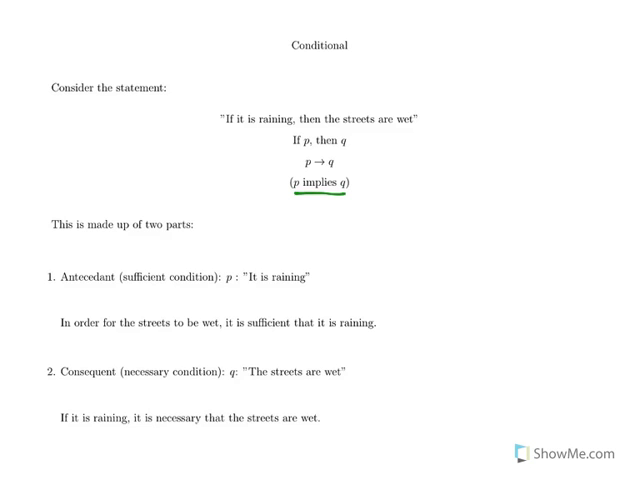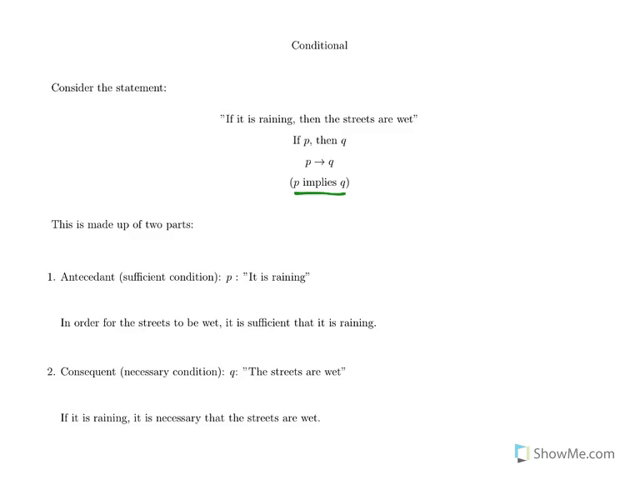If P, then Q. So with all these conditional statements, that's what this is, a conditional statement, there are two different parts to it. First one, the P, that is the antecedent. That's the sufficient condition. That's the thing that comes first. That's going to be the it is raining. The reason it is called a sufficient condition is because of this kind of next sentence here. In order for the streets to be wet, it is sufficient that it is raining.